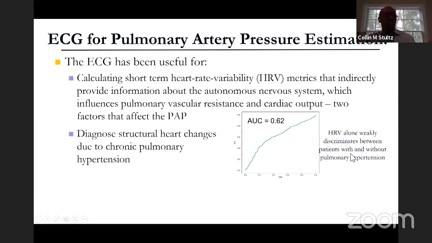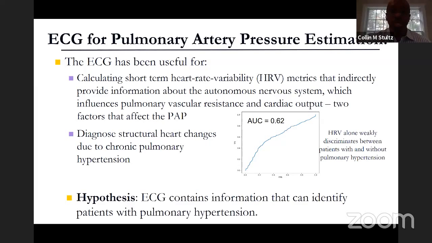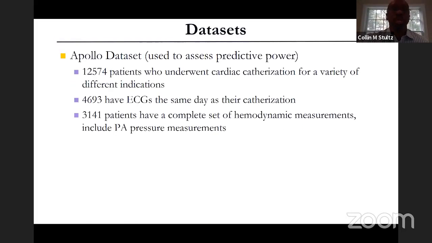And there are other things also about the ECG that would lead you to believe that it's good for this task, because pulmonary hypertension leads to changes in the structure of the heart that you can often tell with an electrocardiogram. So our hypothesis was that the ECG contains information that can identify these patients. So this is where we can now bring larger data sets to bear.